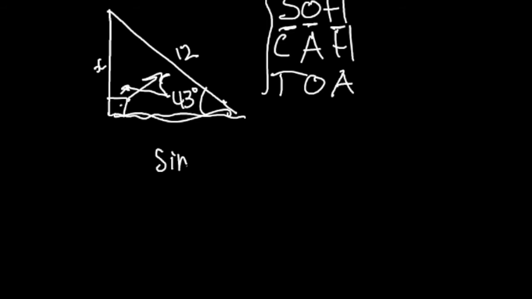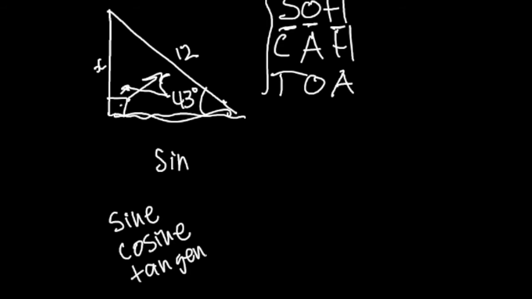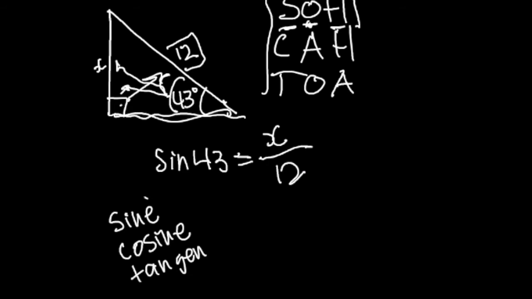So let's write down sine. Sine is usually written like this, as are cosine and tangent. But when writing them, we use the short form, sin, but we still call it sine. So sin 43 degrees is the opposite over the hypotenuse. So opposite, which is x, over the hypotenuse, which is 12, equals that. Now, with that knowledge, we can easily solve for x.